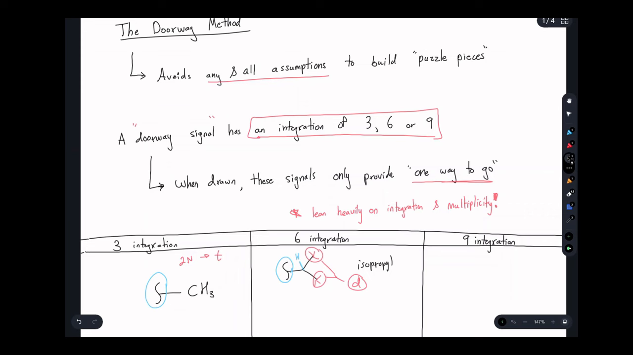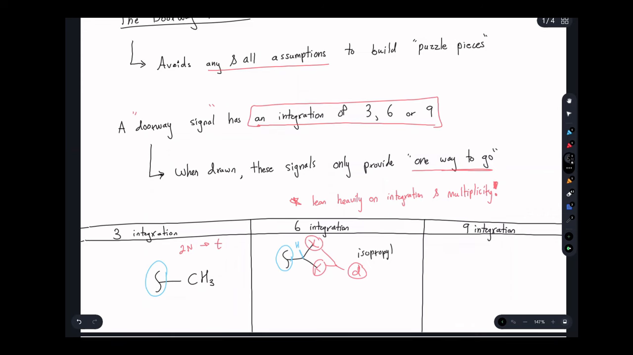The 9H integration is also useful, as it can really only be one thing, which is the tert-butyl group. 9 different hydrogens, all equivalent by rotation. This won't have any hydrogens here by definition, and these little pieces can be very useful.